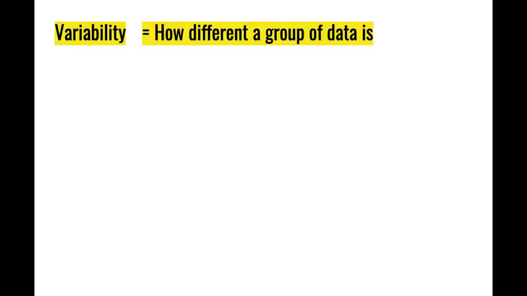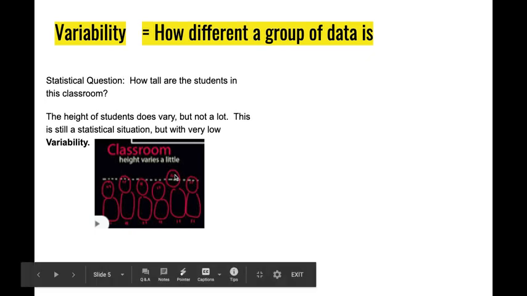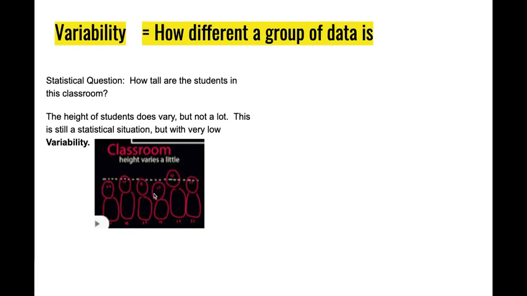The last vocab word that we're going to learn today is called variability. The word variability means how different a group of data is. So I can ask the question, how tall are students in this classroom? It's a statistical question because students are different heights. The height of students will vary, but not necessarily a lot, because we're all in sixth grade. Some of us might be a little bit taller, some of us might be a little shorter. Miss Carswell's down here with the shorter people. But we're not that far apart. So this is a question that has low variability.